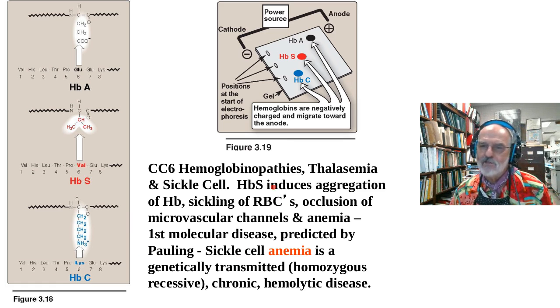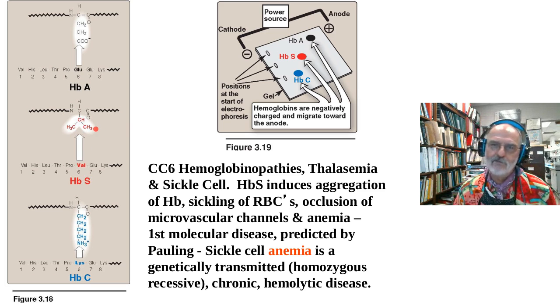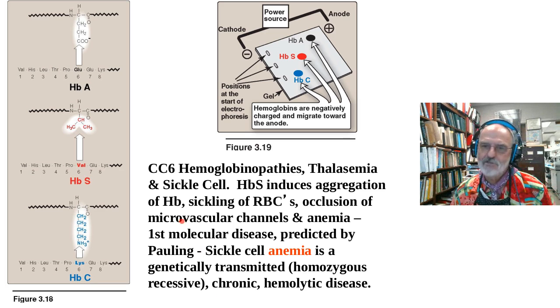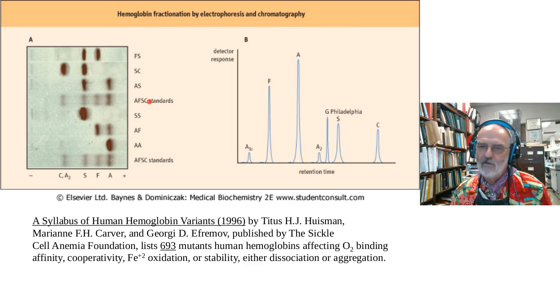And so what goes on here is that this mutation induces the ability to aggregate, because this hydrophobic patch, as it's referred to, allows the hemoglobins to aggregate in the high concentration of the red blood cell. And that affects the sickle cell structure, which affects the migration of the sickle cell through the capillaries, and it actually causes occlusion. Okay, so it occludes the microvasculature in the capillary bed.